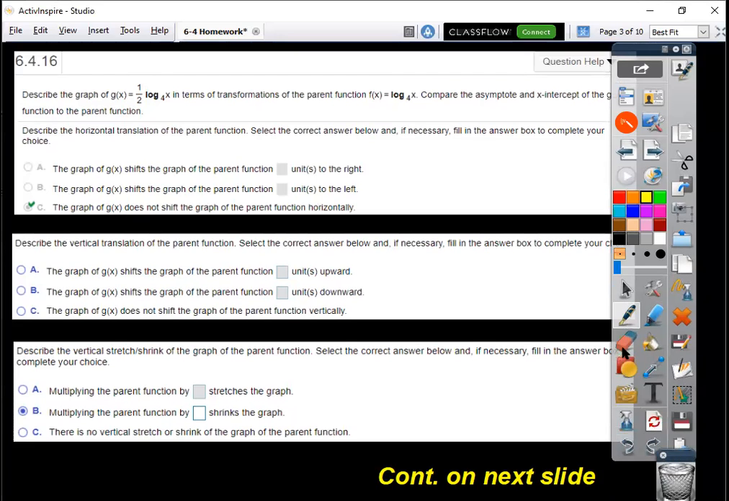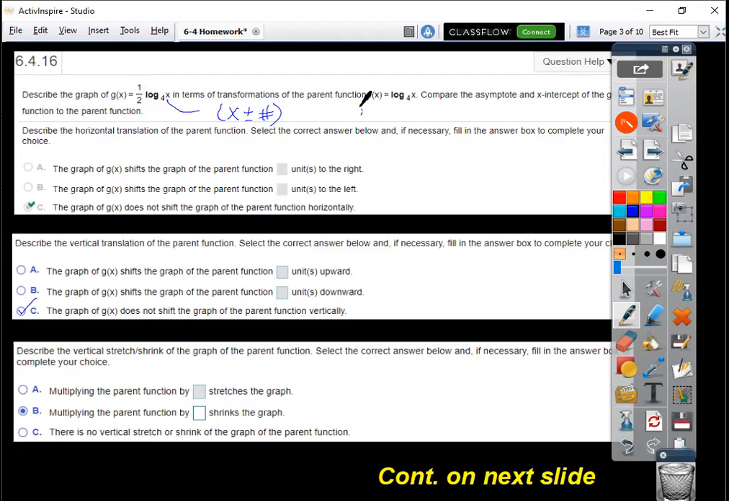If you had wanted a horizontal shift, remember how that works on the x itself right here, you would have had to have had an x plus or minus some number. That would have been your left and right. And remember that's backwards. A minus is right and a plus is to the left. So that's why there's no shift horizontally. And for the vertical translation, there's also no shift.